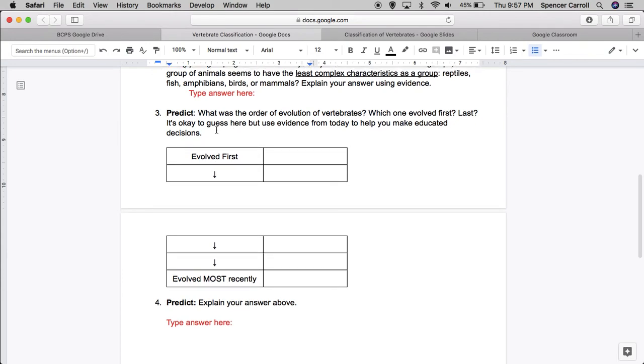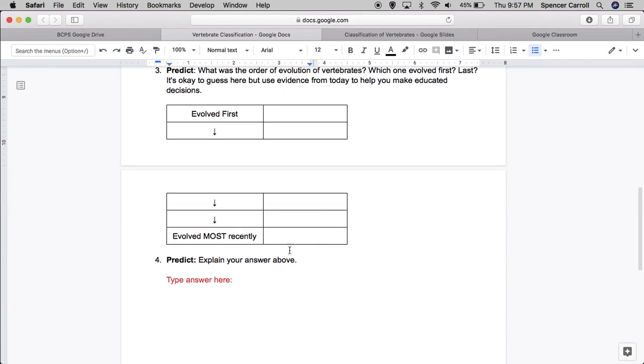So step 3 is to predict the order of vertebrates, so the first group to evolve, down to the last group to evolve. And then step 4, we would like to see your reasoning. Why did you pick the first group that evolved, and why did you pick the last one?